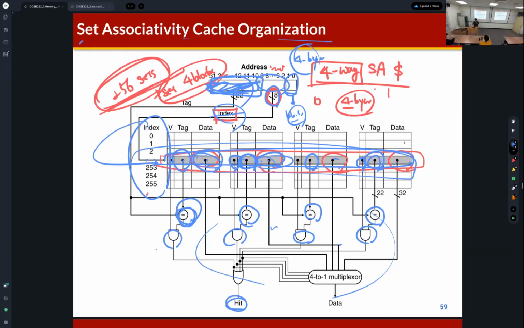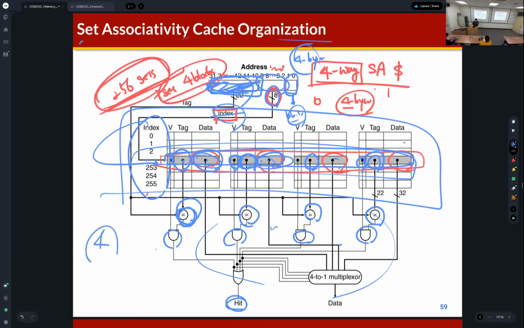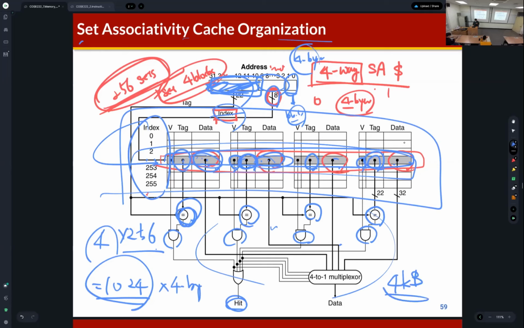Okay, so what is the total number of blocks in this cache? The 4, because there are 4 blocks per set, and there are 256 sets in this cache. So this cache includes 1024 blocks. Okay, and then the block size is 4 bytes. The cache size is 4 kilobytes.